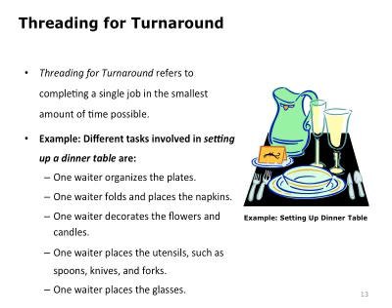All right, we change to another example here. To set up a dinner table, what we can do is have one waiter organize the plates, another one fold and place napkins, another one do the decoration, another one place utensils, and then the last one place the glasses. So we can separate these tasks and organize them in a way that reduces the turnaround time.